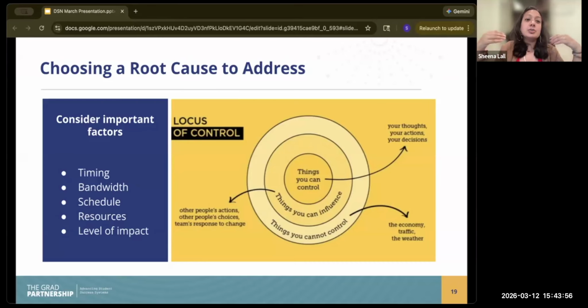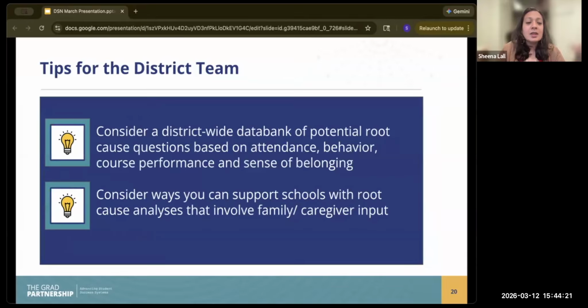And so when you are choosing a root cause to address, for example, if you are doing an intervention related to attendance, you really want to think about, what can my team handle right now? How many people are on my team? Do we have testing coming up? Do we have the resources that we might need? And what is the level of impact that we can have on our student body with this intervention?